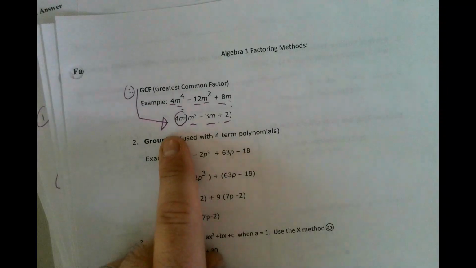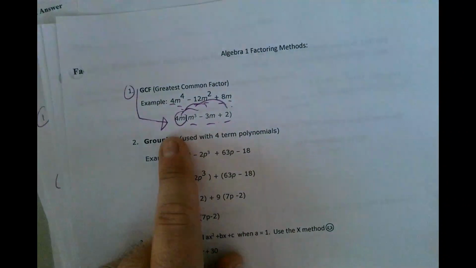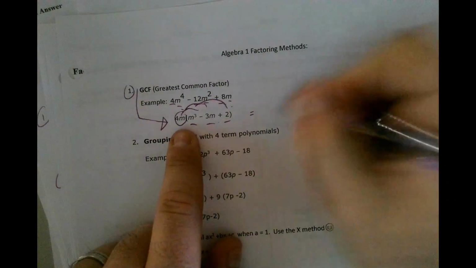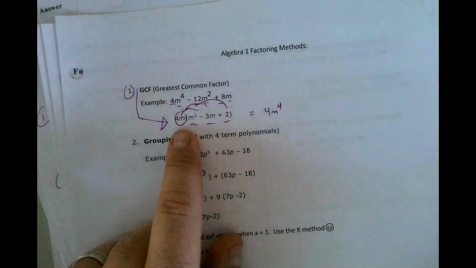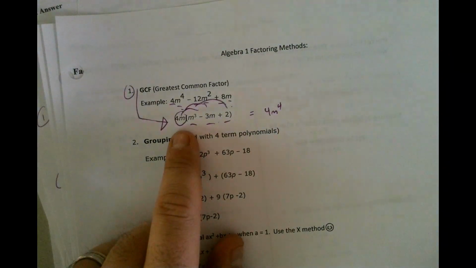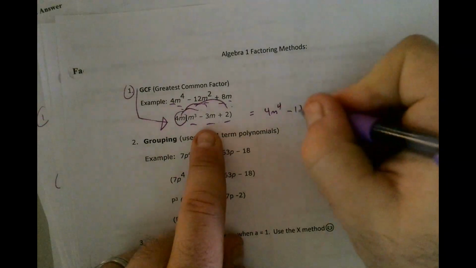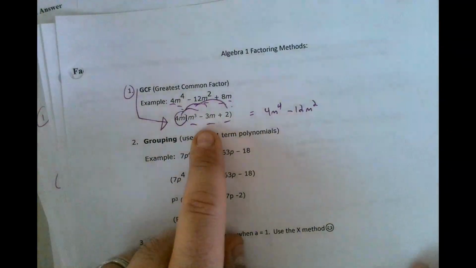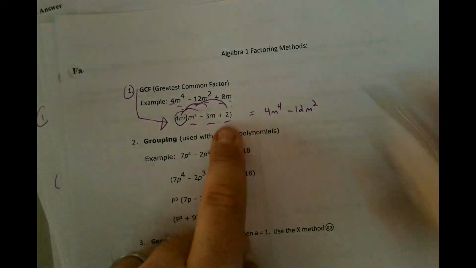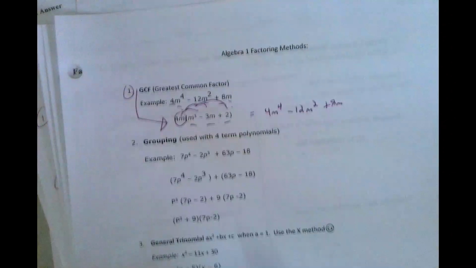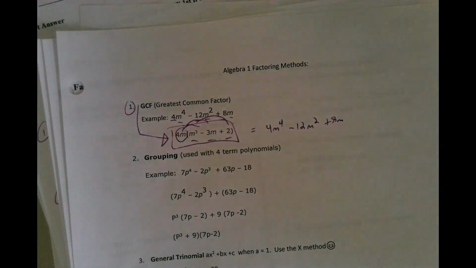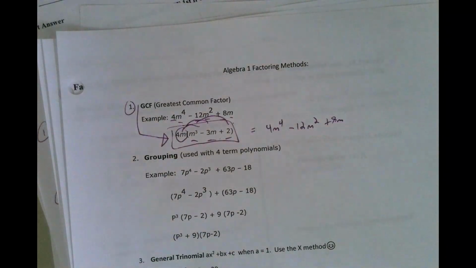So the way to check your answer is to multiply back through. Notice if I multiply back through, you're going to get 4m to the 4th. Listen up, please. What's 4m times negative 3m? Yep. And then what's 4m times 2? 8m. So notice the factored form is like undoing the distributive property. You're creating the parts that when multiplied through create what you started with.